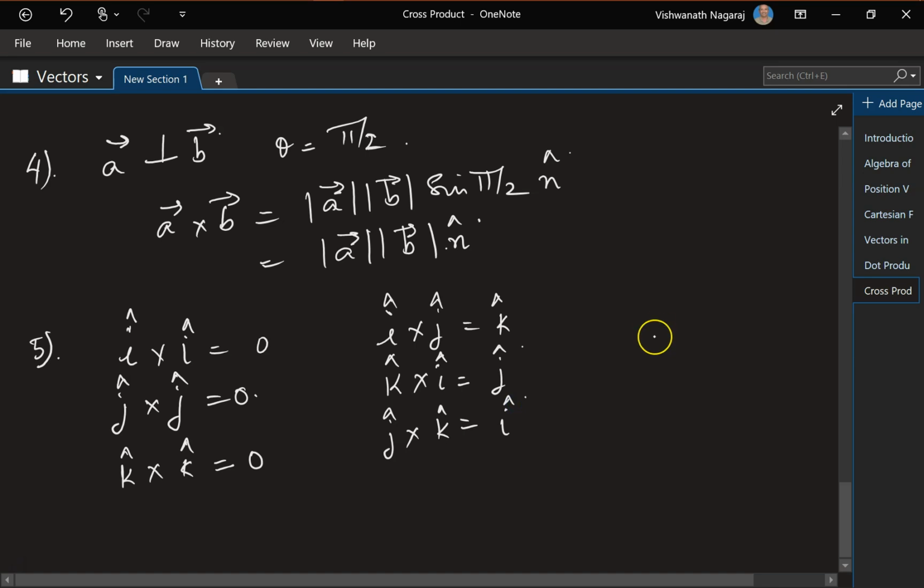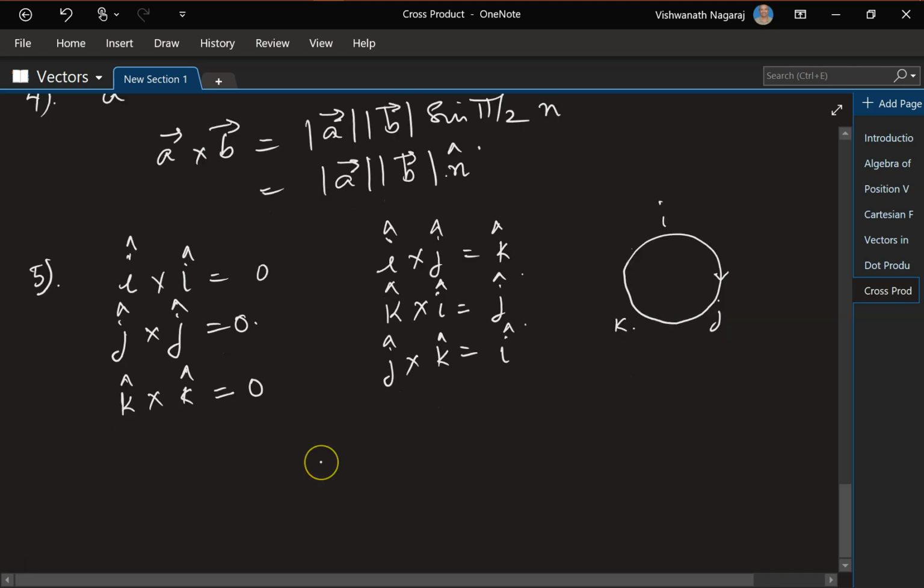The best way to remember this is, remember we are going circular, right? So let's say this is I and J and this is K. So if you are going from I, if you are saying I cross J, you get K. J cross K, you get I. K cross I, you get J. Clockwise direction.